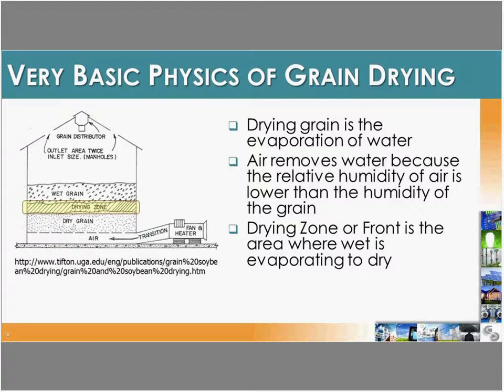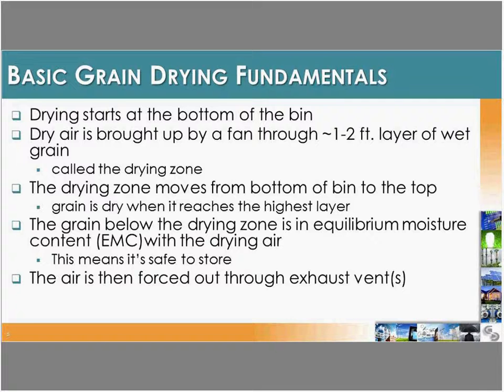Drying grain is the evaporation of water. Air removes water because the relative humidity of the air is lower than the humidity of the grain. The drying zone, which in the picture to the left is shown in yellow, or they call it the drying front, is where the area of the wet is evaporating to dry. So again, that's kind of the very, very basic physics of grain drying.